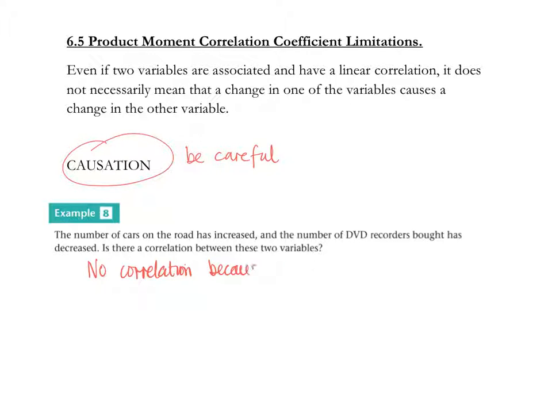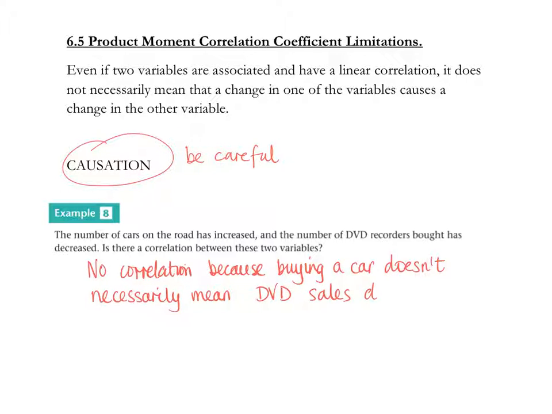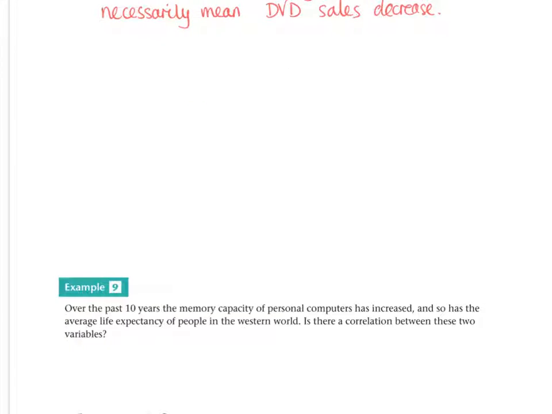because buying a car doesn't necessarily mean DVD sales decrease. And watch out for media, newspapers, TV. They will try and put statistics forward that have a correlation, but you've got to think a little bit deeper about it. Looking at example 9.